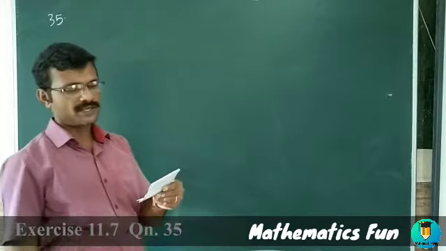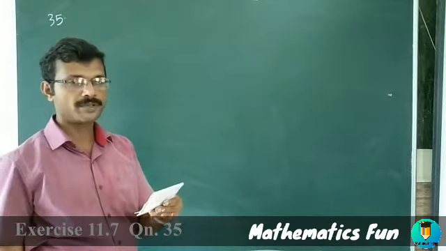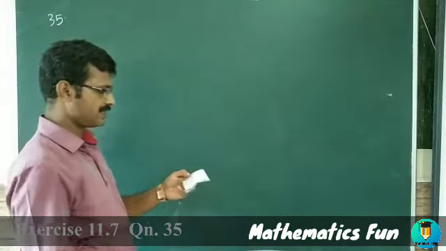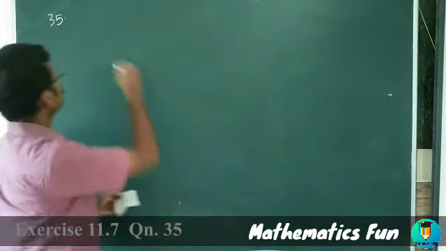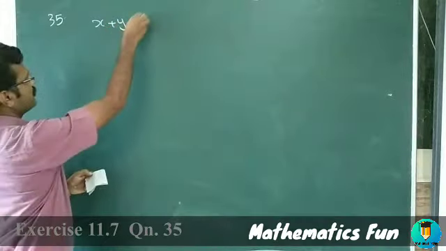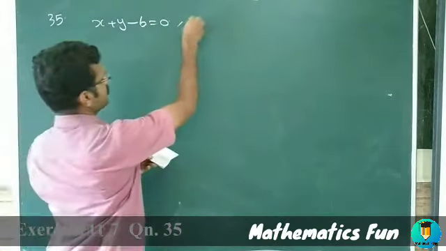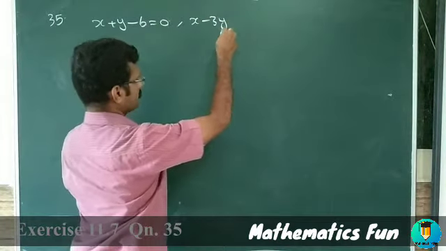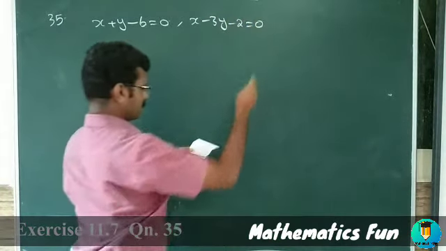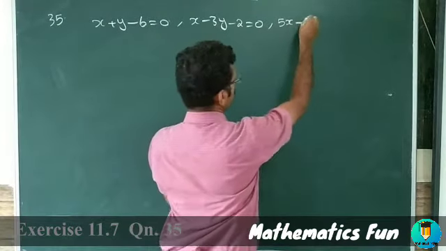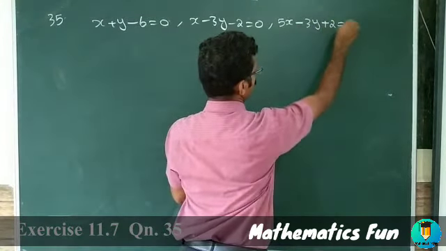Here the question is, find the area of the triangle formed by the lines. Three lines are given. x plus y minus 6 is equal to 0, this is one of the lines. Second line is x minus 3y minus 2 is equal to 0. Third line is 5x minus 3y plus 2 is equal to 0.